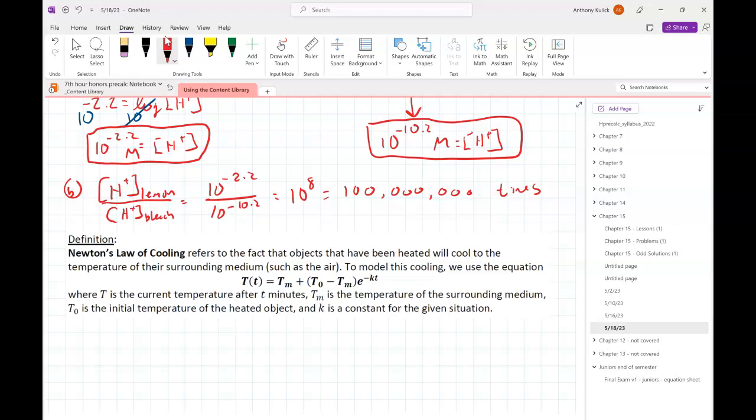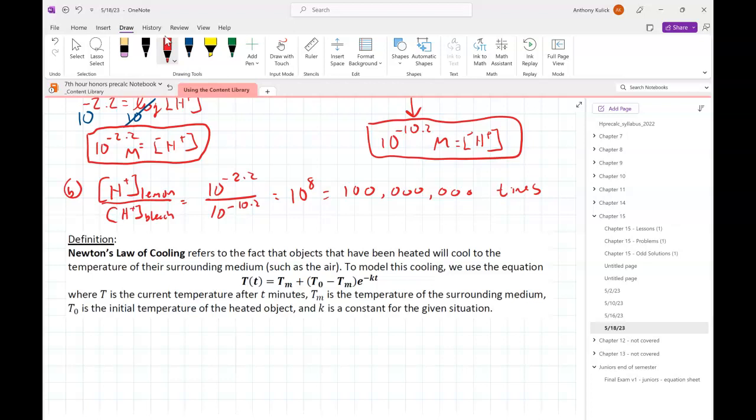Anyways, to model this cooling, we use the equation T of t equals T sub m plus (T naught minus T sub m) times e to the negative kt, where T of t is the temperature at some time t. T sub m is the surroundings temperature. T naught is the initial temperature of the heated object. K is a constant specific for the given substance. And then t is the time elapsed.